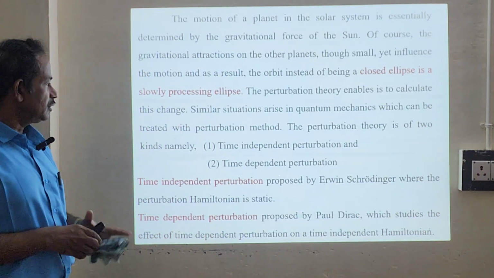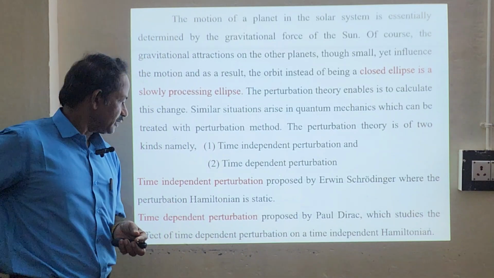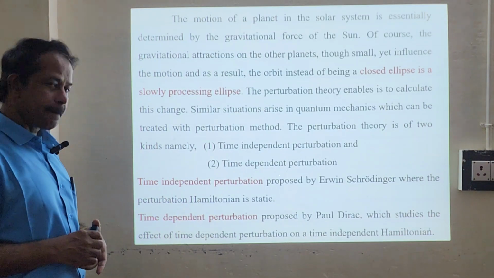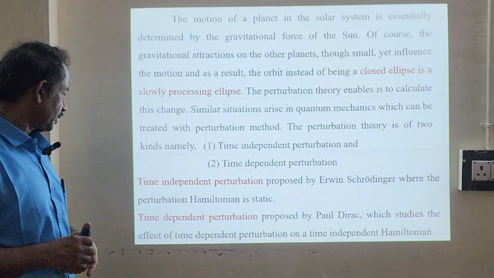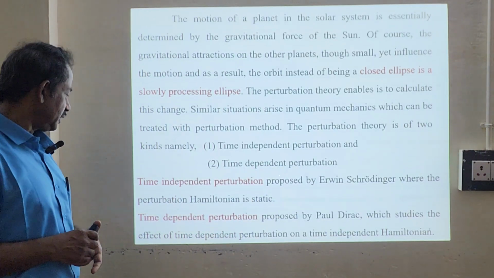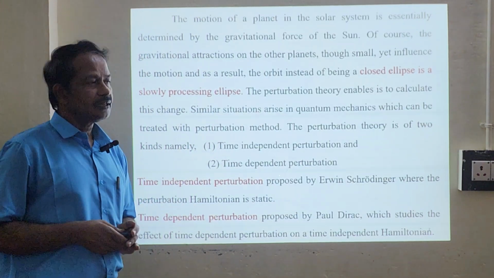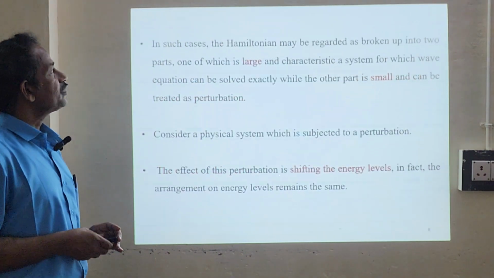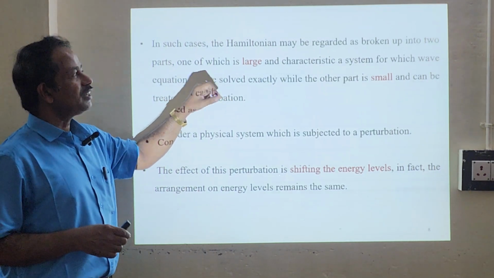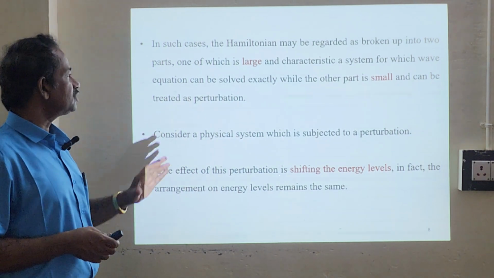Perturbation theory is of two kinds: time independent perturbation and time dependent perturbation. Time independent perturbation was proposed by Erwin Schrödinger, where the perturbation Hamiltonian is static. We are going to have only static. Whereas time dependent perturbation was proposed by Paul Dirac, which studies the effect of a time dependent perturbation on a time independent Hamiltonian, which we will study later in quantum mechanics. In such cases the Hamiltonian may be regarded as broken into two parts, one of which is large and characteristic of a system for which the wave function can be solved exactly, while the other part is small and can be treated as a perturbation.